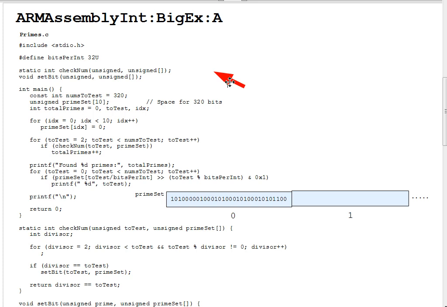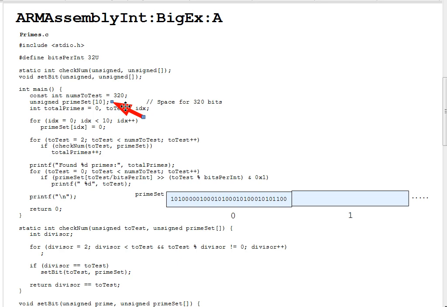Primes.c examines the numbers from 0 to 319 to determine which are prime, and it records prime or non-prime status for each of those 320 different numbers using an array primeset of just 10 32-bit ints. See it declared right here, for instance. Now, how it does so is the main point of the program.